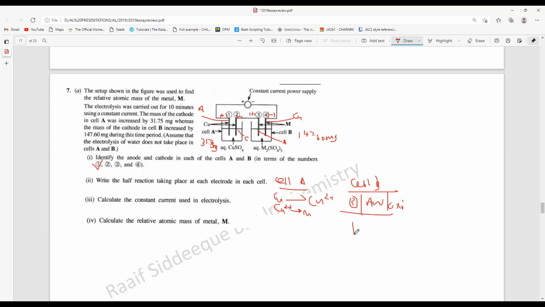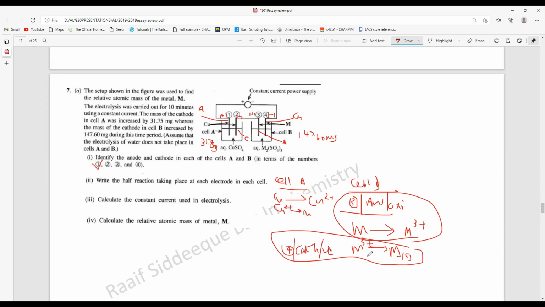So M to M3 plus, because here you see the stoichiometry is 3. And in reduction, M3 plus to M solid. So put in the physical states and the electrons, all these are important. So the anode reaction is this. The cathode reaction, you can write down, cathode reduction is this one. That is how you write. It is important to understand the anode and cathode first, then write down the reaction as it is.